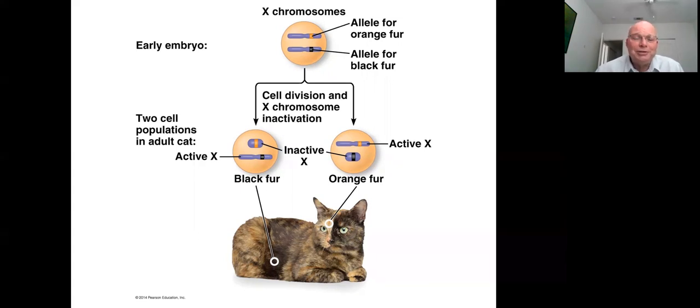If the female is homozygous for the orange allele, then it doesn't matter which of the two X chromosomes gets shut down, and she will be a ginger cat, tabby cat. If she is homozygous for black, it still doesn't matter which X chromosome gets shut down. She'll just be a black cat. But if she's heterozygous, then it does matter, because different cells with different X chromosomes inactivated will eventually lead to different color patterns on the coat. And that's where you see this patchwork of colors as a product of which X chromosome got shut down.